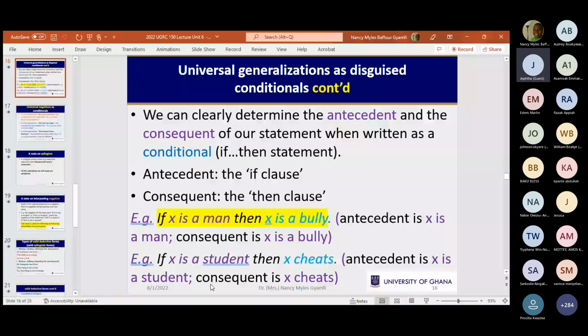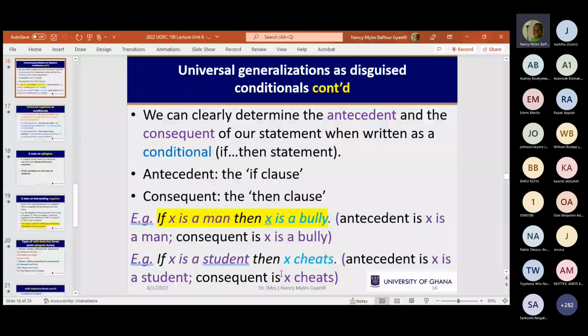Please read the whole thing. Universal generalizations as disguised conditionals. We can clearly determine the antecedents and the consequence of our statements when written as a conditional, in brackets, if-then statement. Antecedent, the if clause. Consequent, the then clause. Example, if X is a man, then X is a bully. Antecedent is X is a man. Consequent is X is a bully. Example, if X is a student, then X cheats. Antecedent is X is a student. Consequence is X cheats. Excellent.